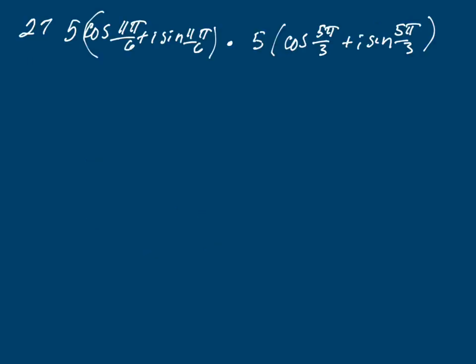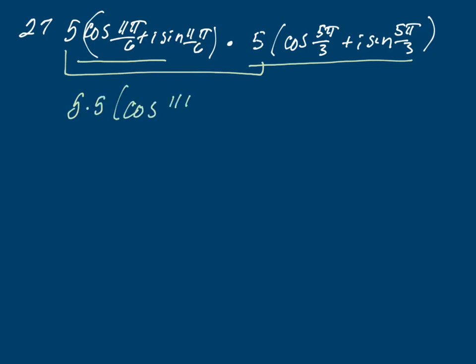Okay, let's see if we can do number 27. Number 27 wants you to multiply these two complex numbers in polar form. And remember, we had a formula for that. You would multiply the two outside, and then you add the angles. So it would become 5 times 5, and you have cosine of 11 pi over 6 plus 5 pi over 3 plus i sine of 11 pi over 6 plus 5 pi over 3.